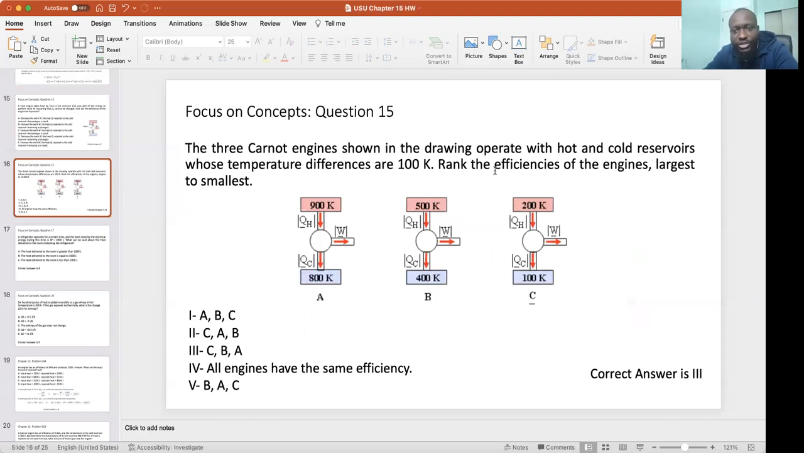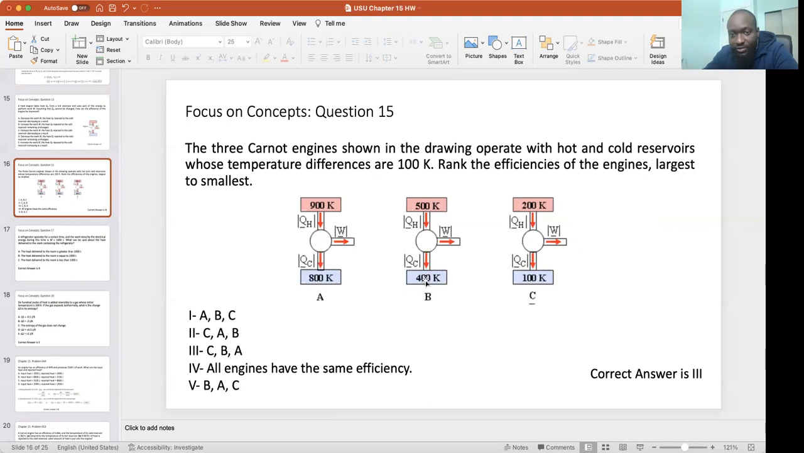The 3 Carnot engines shown in the drawing operate with hot and cold reservoirs whose temperature differences are 100 Kelvin. Rank the efficiencies of the engines from largest to smallest. So 900 minus 800 is 100, 500 minus 400 is 100, 200 minus 100 is 100, but they don't have the same efficiencies, because this one is only losing half of its temperature to the cold reservoir from the hot reservoir. The other half, 50%, goes to work done.